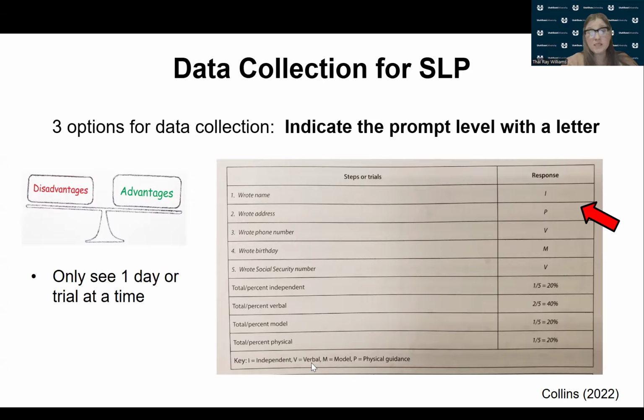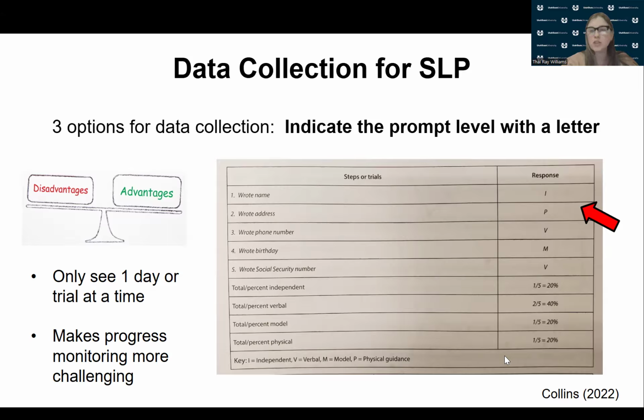One of the disadvantages is that you can only see one day or one trial at a time. So I can see only how the student did on this instructional session. I can't see a trial before this. I can't see how they did yesterday or the day before. That's a disadvantage because it's a very narrow view of the student's performance. It also makes progress monitoring much more difficult unless you're graphing it. If you're graphing it, it makes it easier. But just as written, this can make progress monitoring pretty difficult.